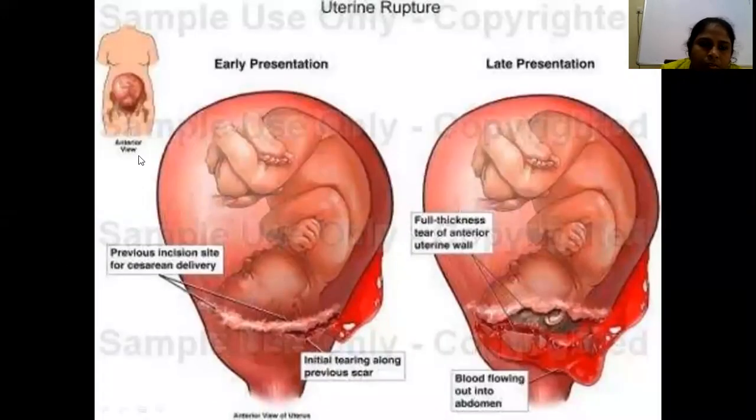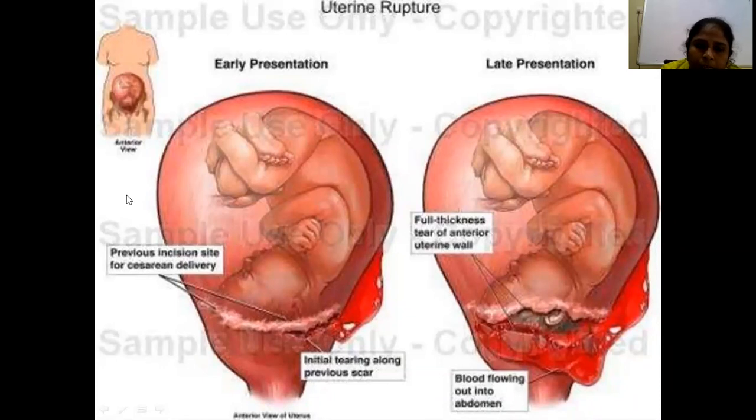So this is the picture of the ruptured uterus. This is an early rupture, you can see the initial tearing along the previous scar. Inside, the baby is there. This is the uterus. This is the previous scar. Here the tear has started. Initial tearing along the previous scar. Here this is only an incomplete tear. Here you can see a full thickness tear, and there is bleeding, and the fetal part is visible here, and blood is flowing into the abdomen.